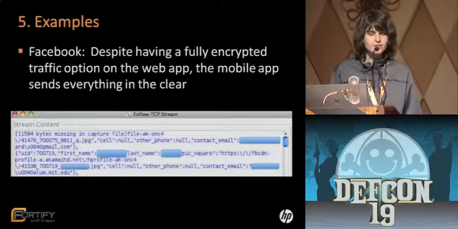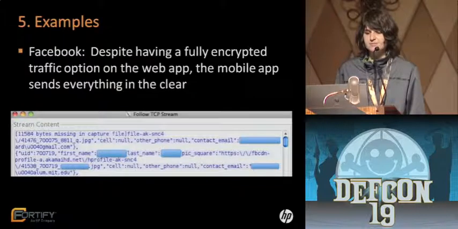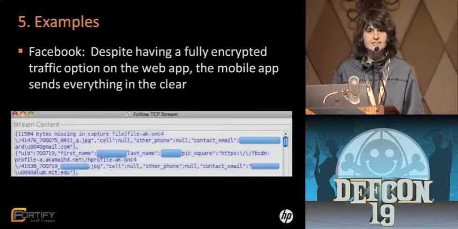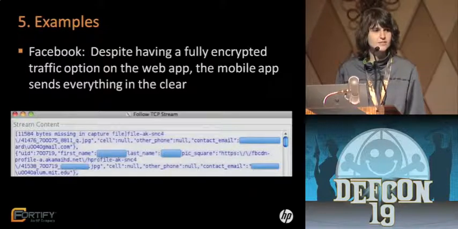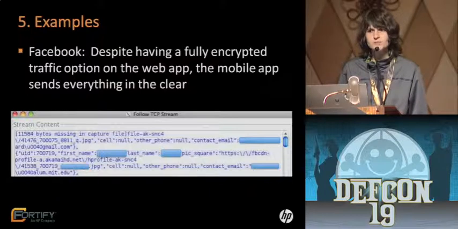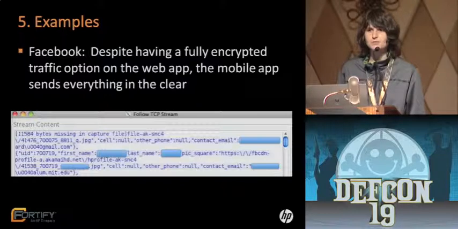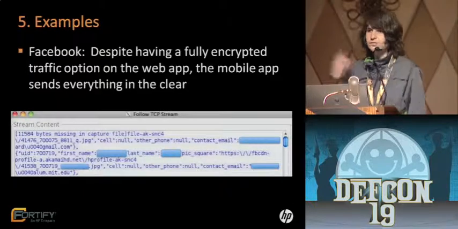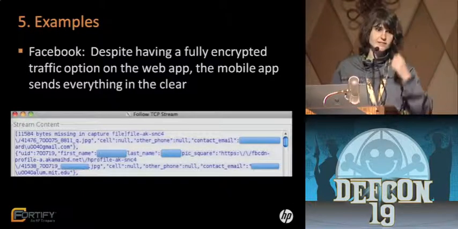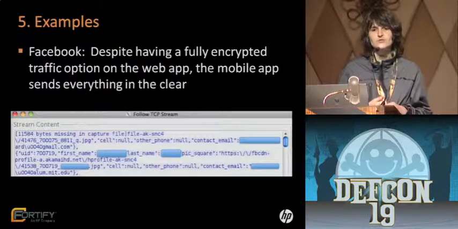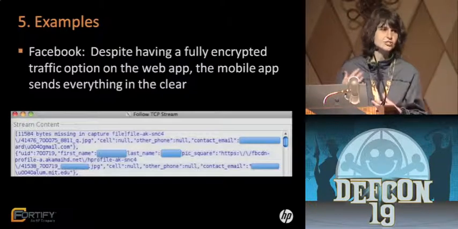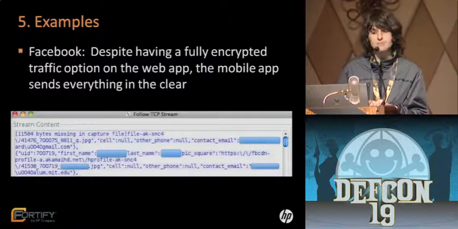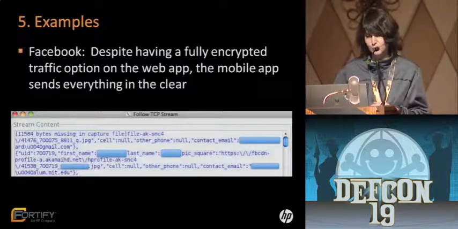the Facebook application for Android. As you can see from the screenshot, it sends things like contact email, first name, last name, also in the clear over HTTP. And the most alarming part is that the regular web application allows you to set preferences as to how you want your data sent over HTTP or over HTTPS. But in the case of the mobile application for Facebook, this option doesn't exist, and everything is just automatically sent over HTTP. So that's pretty bad too.